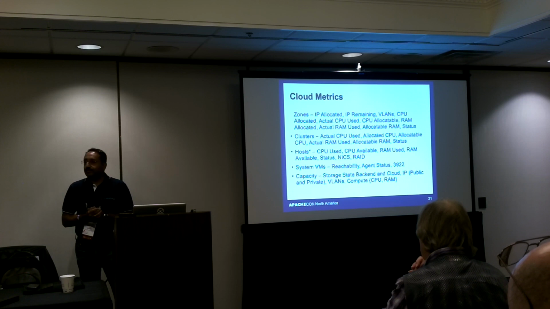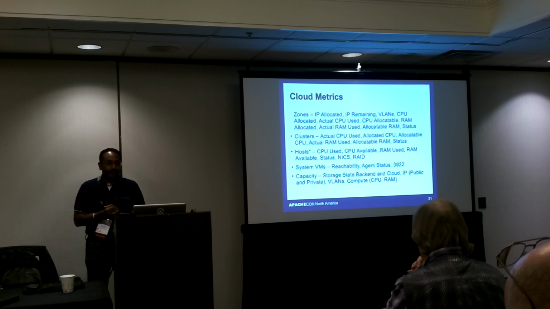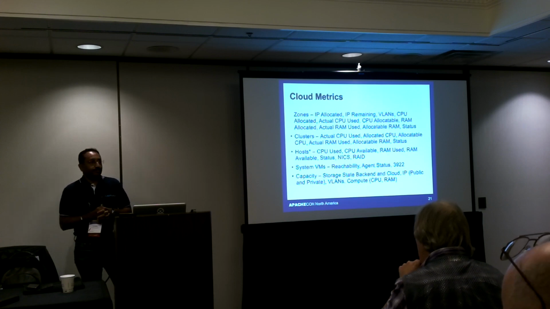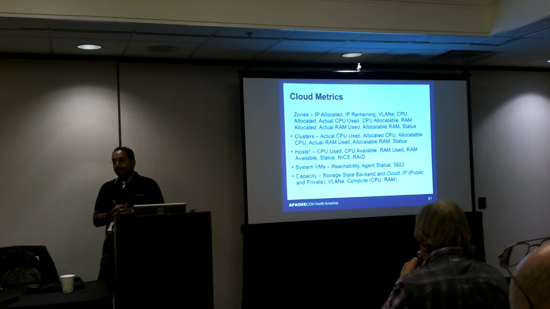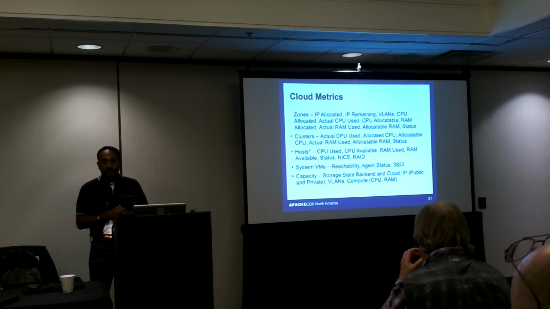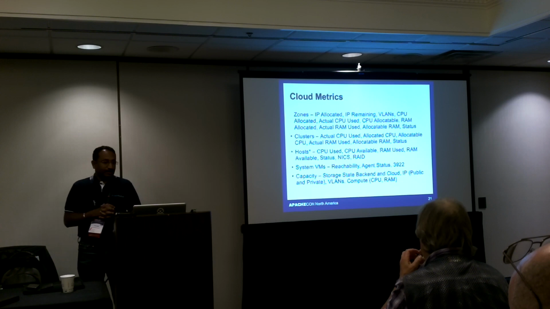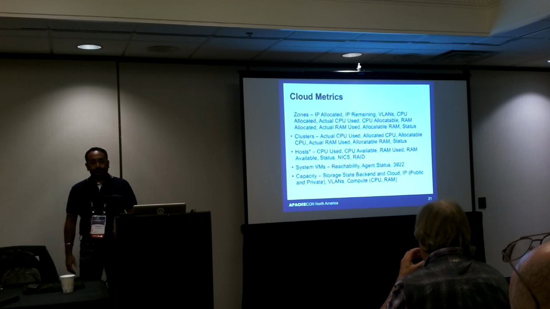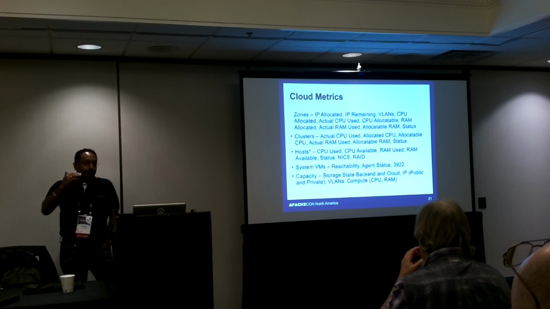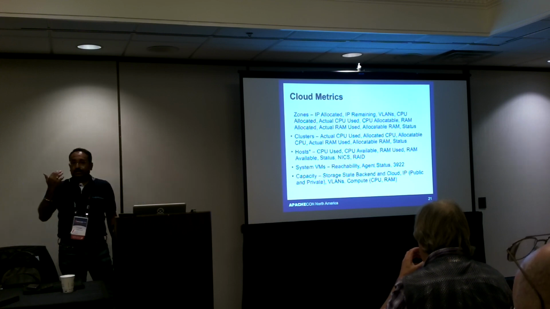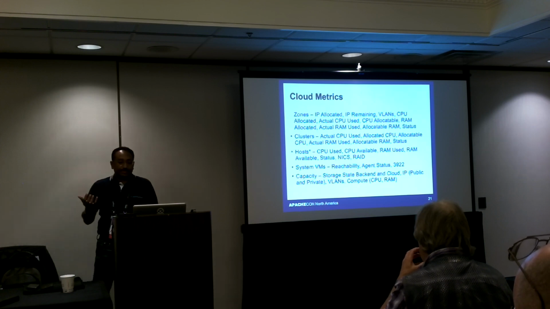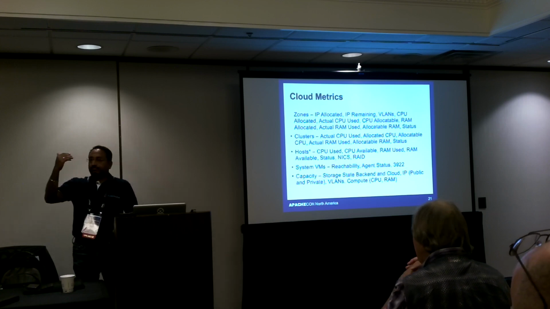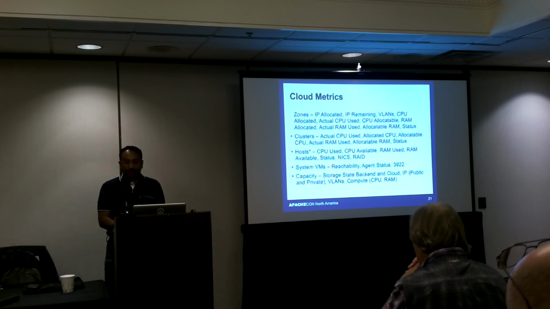Then on system VMs, we can check for the reachability, the agent status, and the availability of port 3922, which is used for local communication with the underlying hypervisor. Again, from a capacity perspective, we do a lot of storage backend and IP checks, VLANs, etc. These are all standard checks that mostly can be done using Cloudstack APIs.